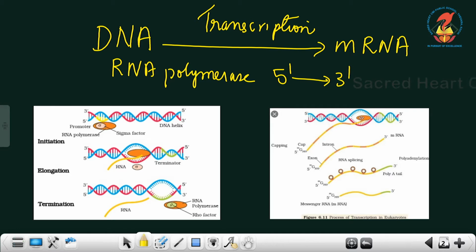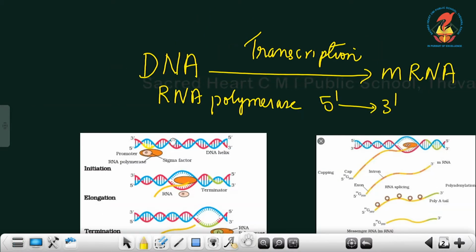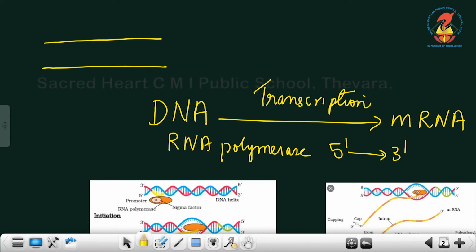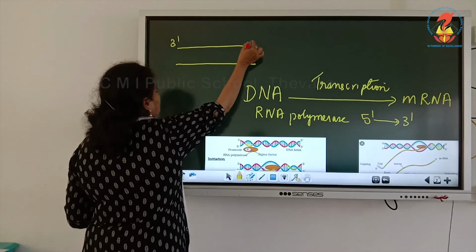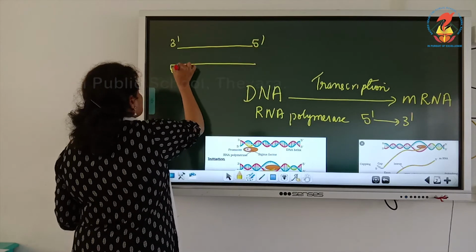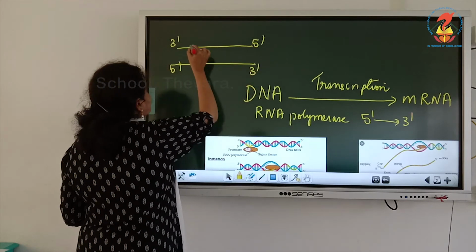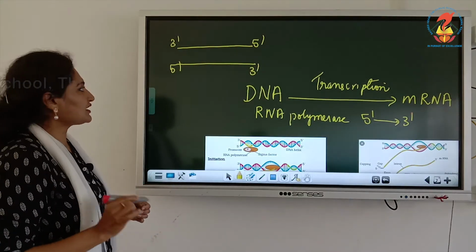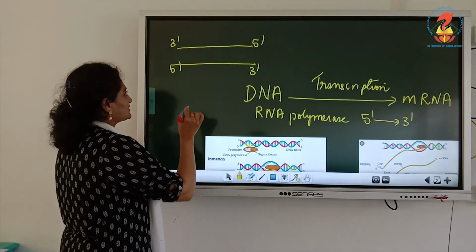So, which strand of the DNA works as a template for transcribing into mRNA? It is the 3' to 5' strand. So, if we have the two strands, this is running 3' to 5', and this strand is running 5' to 3'. This strand is the one on which the mRNA is going to be transcribed by the RNA polymerase.